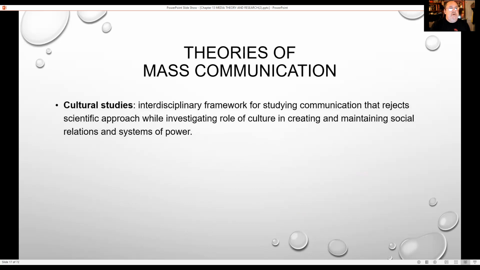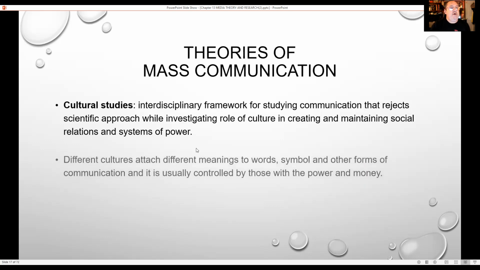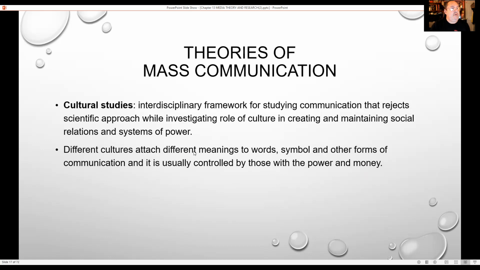You've got cultural studies, an interdisciplinary framework for studying communication that rejects the scientific approach while investigating the role of culture in creating and maintaining social relations. Let me read this again. Cultural studies, an interdisciplinary framework for studying communication that rejects the scientific approach while investigating the role of culture in creating and maintaining social relations and systems of power, which I don't understand how you can do this without some scientific approach, personally. Different cultures attach different meanings to words, symbols, and forms of communication, and it is usually controlled by those with power and money.